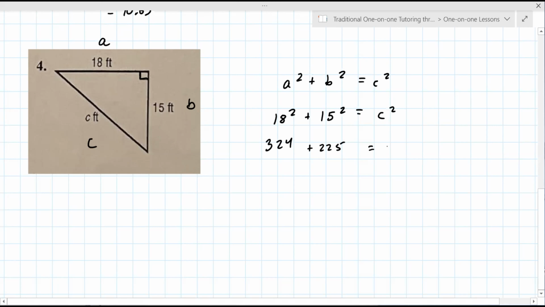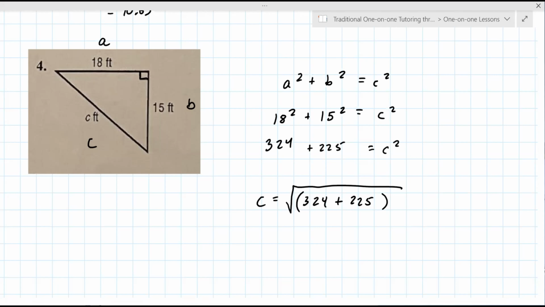Now, in that calculator I sent you, you can actually do the following. You can do the square root symbol, and then underneath it, you can do 324 plus 225, and it will know to add before it takes the square root. So it's the square root of 549. Either way, go ahead and give me that to 2 decimal places, please, whenever you get that answer.